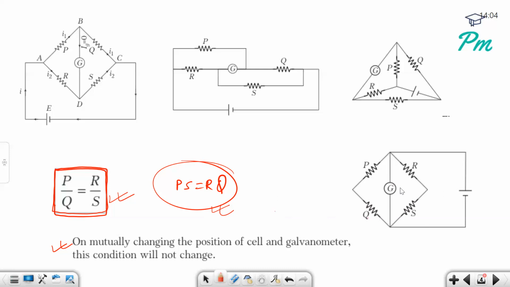It may help you in your exam when you face some tricky question and you have to find any unknown resistance, and there is a four resistance circuit.